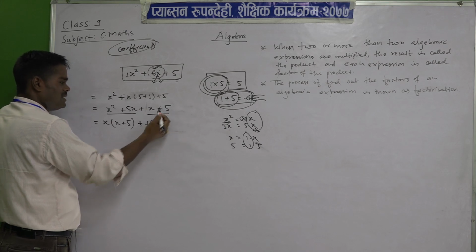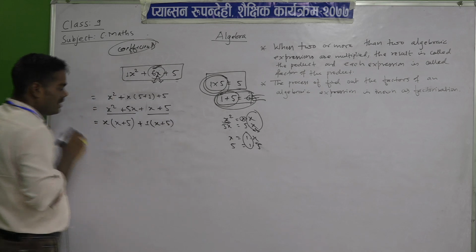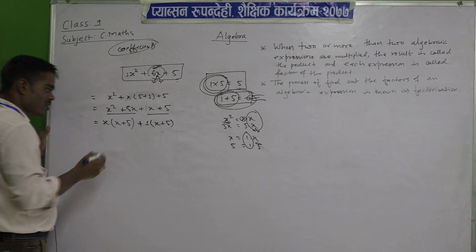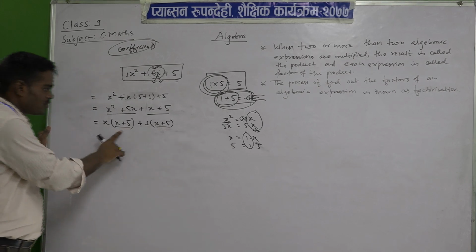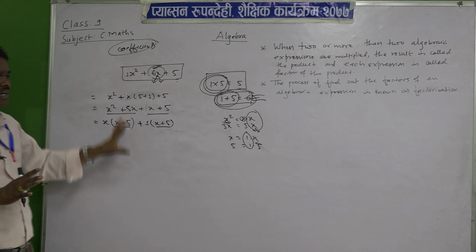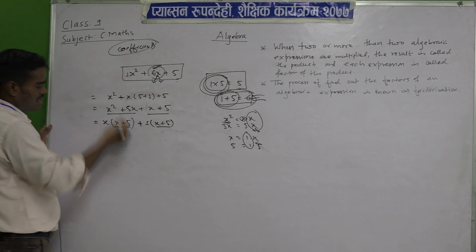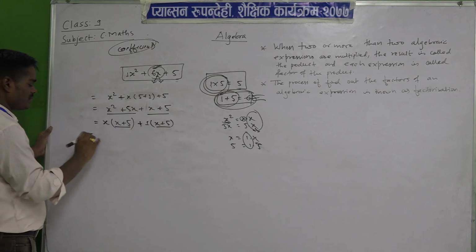So plus into plus, plus, and then after what is left, 5. Again in these 2 terms you are watching what is common, x plus 5, x plus 5. If these 2 are different, it means our solution is wrong, a mistake. Again you have to see, it must be the same.